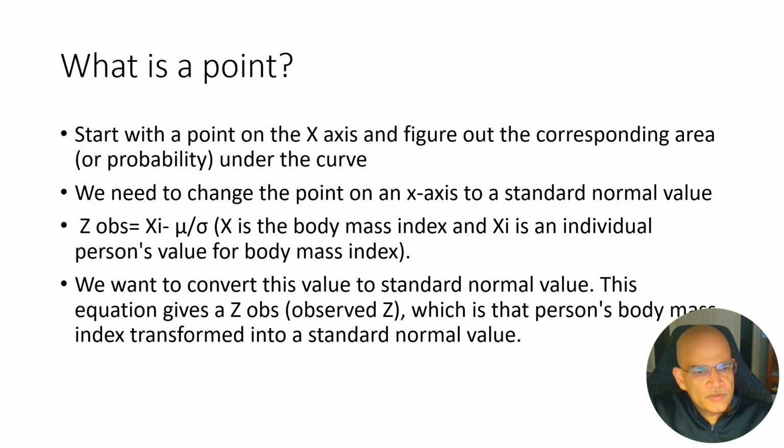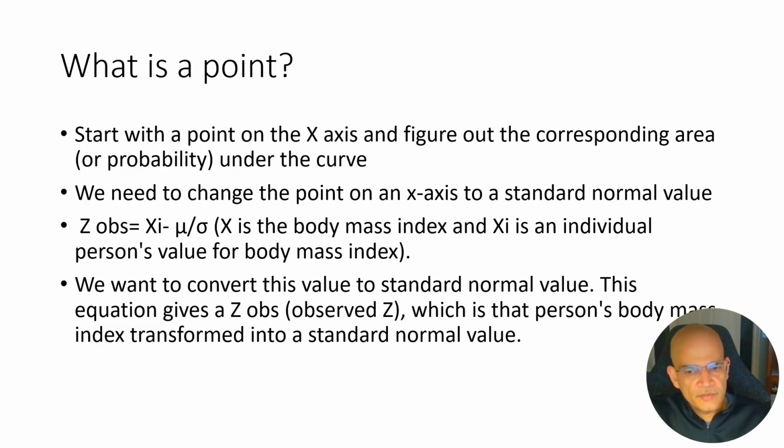Okay, so this is a concept that you probably know from junior high school or high school statistics, and that is about how we calculate the probability from a distribution. So let's think of a point. Start with a point on the x-axis and figure out the corresponding area or probability under the curve. To do that, the first thing you have to do is change the point on the x-axis to a standard normal value. And how do we do that?